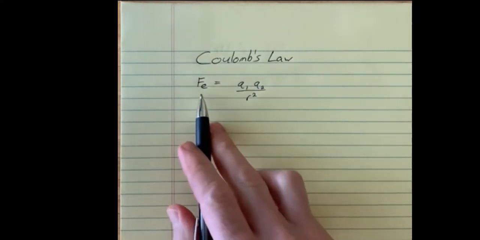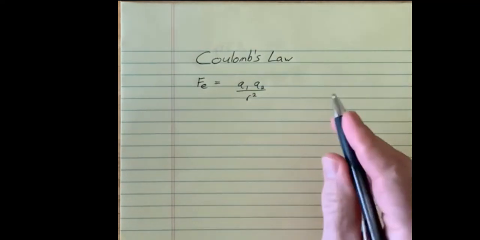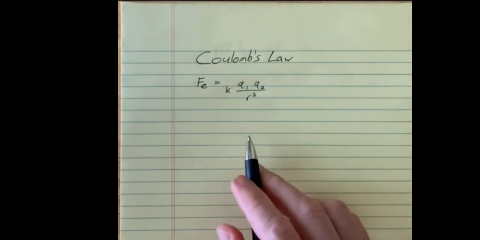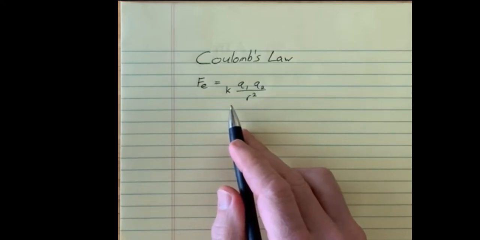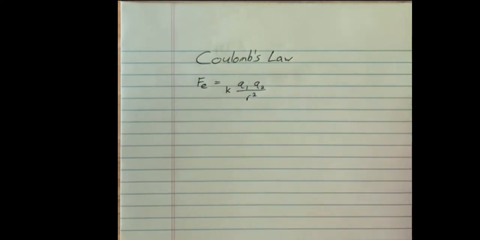Now, this equation may look a little bit familiar. So this is all proportional, by the way. There's another constant here, which simply shows that this is proportional. It's not equal to just this part.